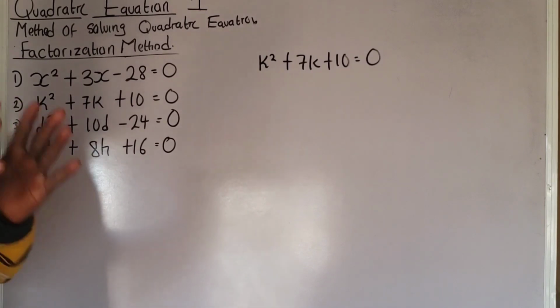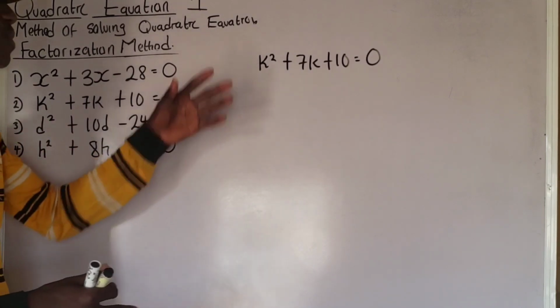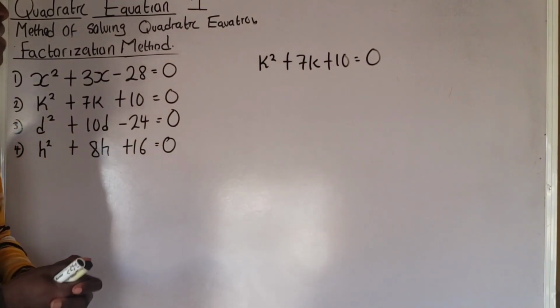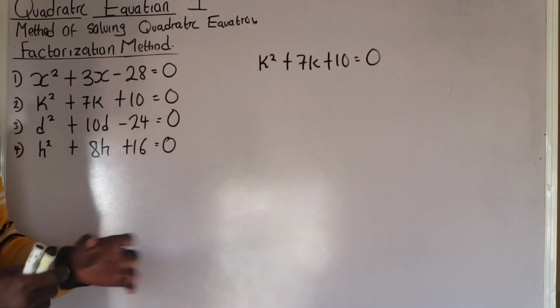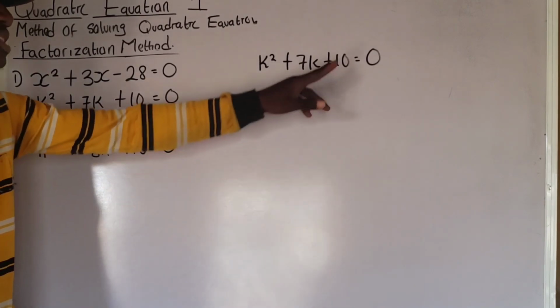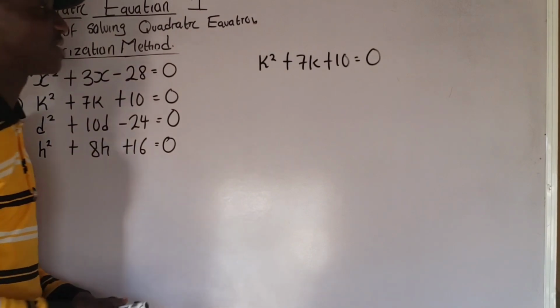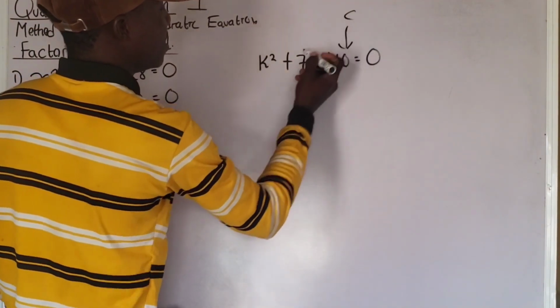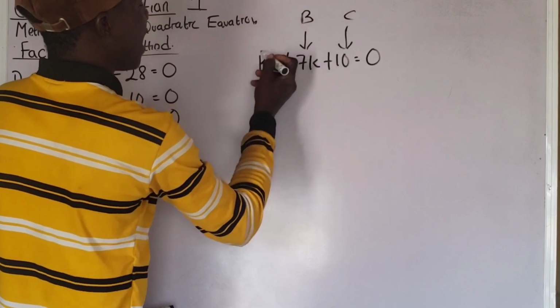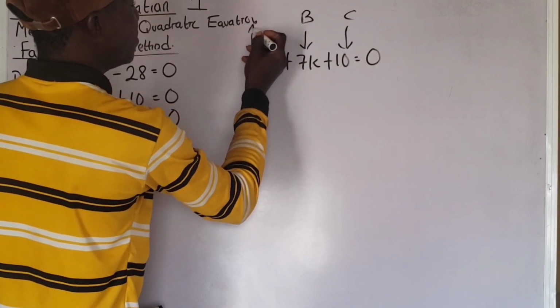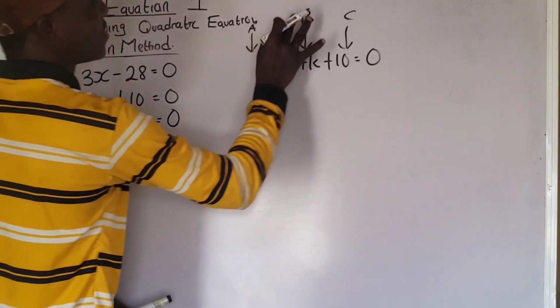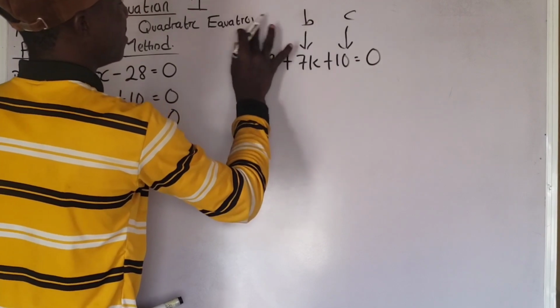Please just pay attention. Now, how do we solve this quadratic equation? All you have to do is find two numbers such that when you take the product of these two numbers, you get the constant term. The constant term is c. The second term is b, and the first term is a. Let me represent it with a small letter, b.